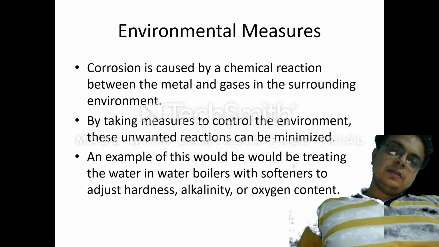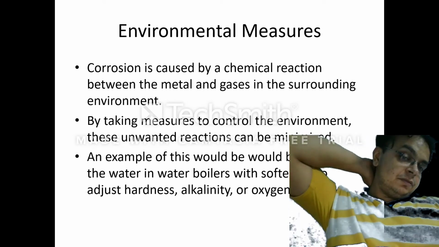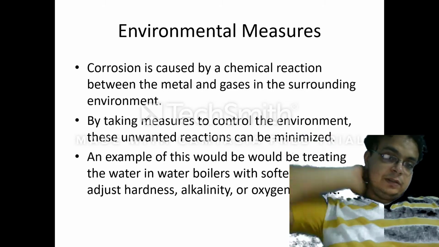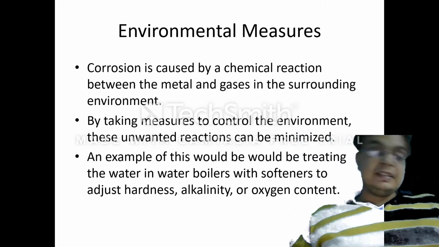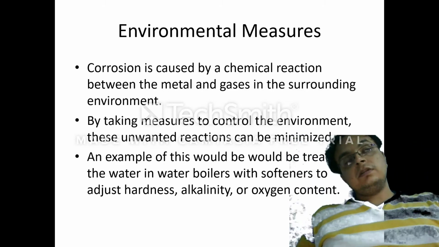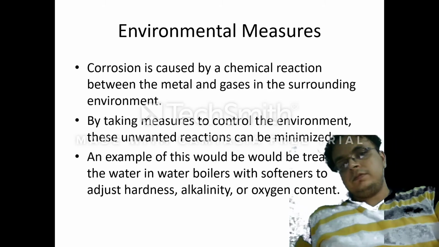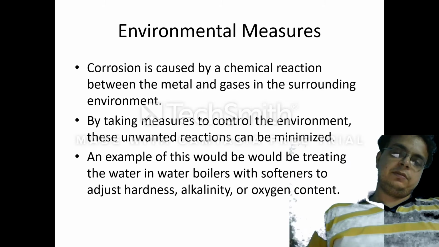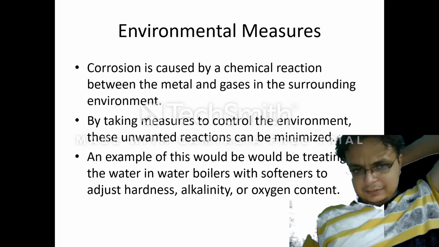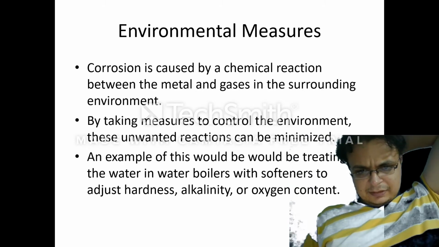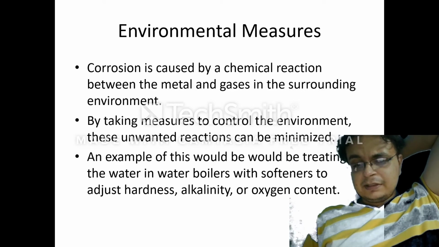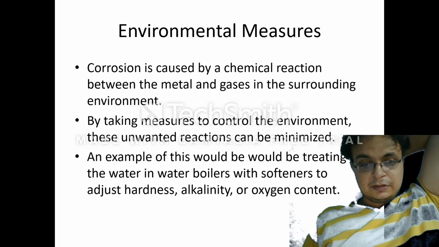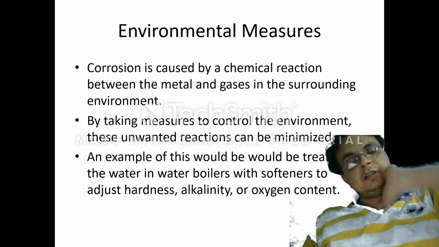Environmental emissions. Corrosion, we all know, is generally formed by the chemical reaction between the metal and the gases. So if the environment is controlled, then the occurrence of corrosion will be highly reduced. For example, I have one example: treating the water in a water boiler with a softener to adjust hardness, alkalinity and oxygen.